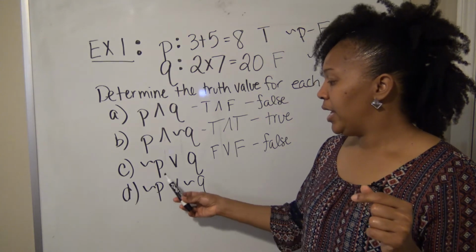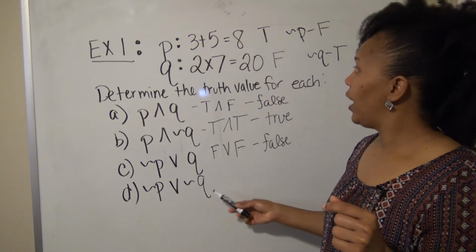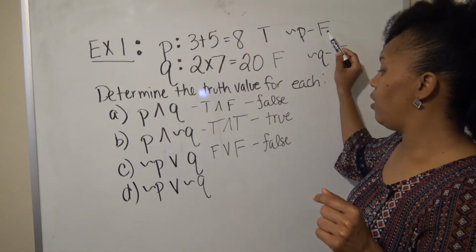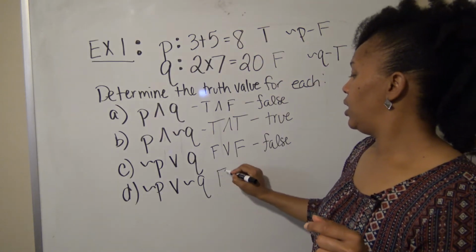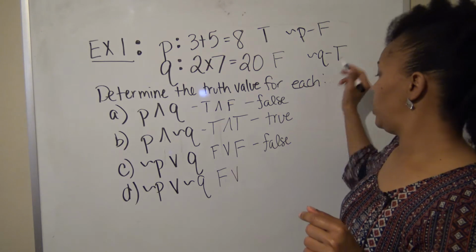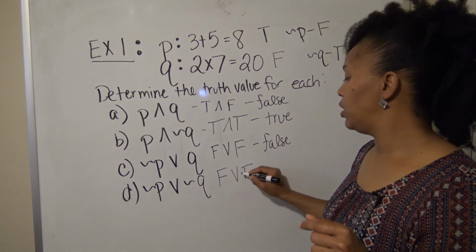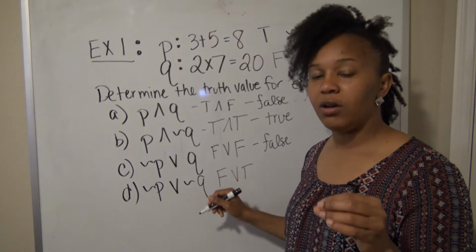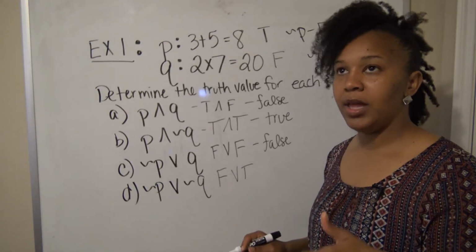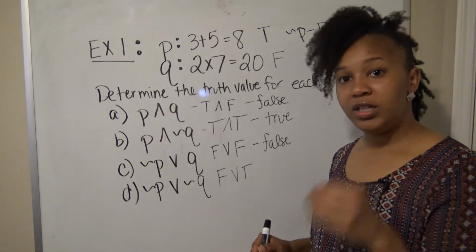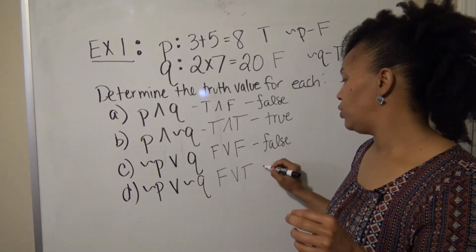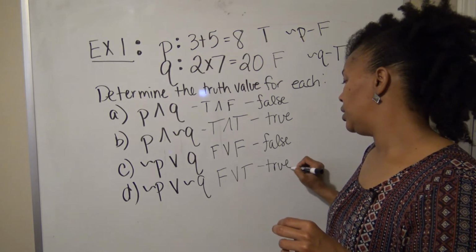All righty. Not P or not Q. Not P is false and not Q is true. So that is a false or a true. So you got a false and a true statement and an or statement. And that would be true when at least one of them is true. And since the not Q is true, then that would be a true statement.